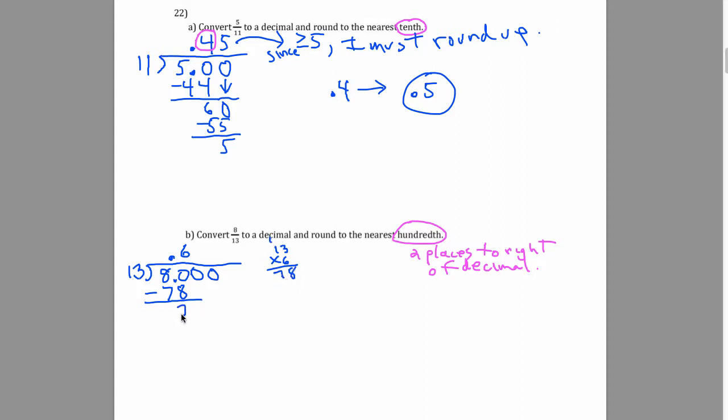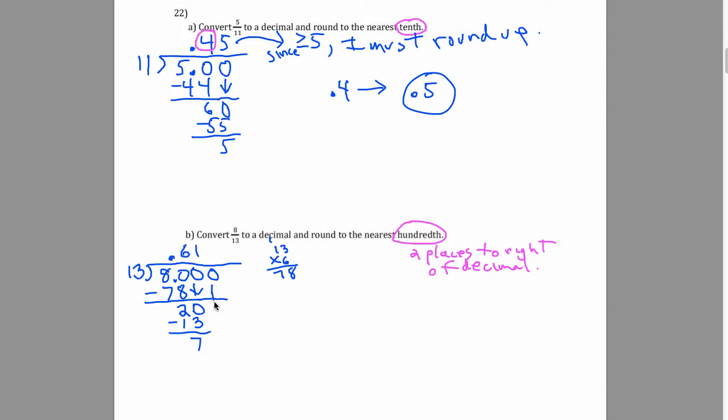So we subtract, we get 2. Bring down the 0. 13 into 20 is 1. 13. Subtract 7. So now we have 0.61. So 1 is the hundredth. Now we just need to see whether we're going to have to round up.